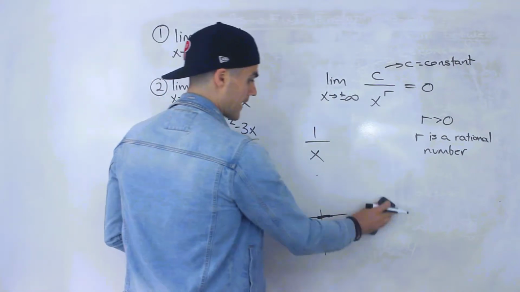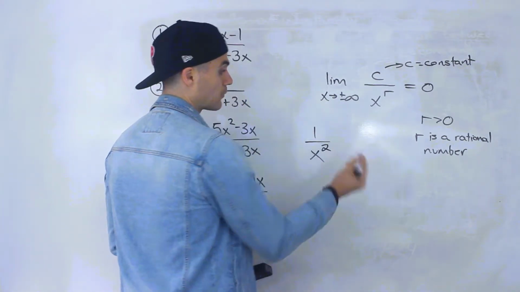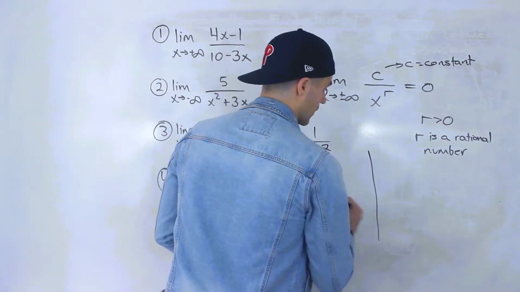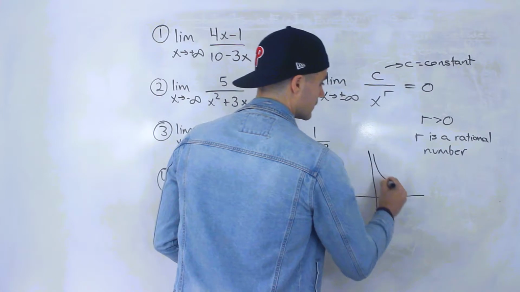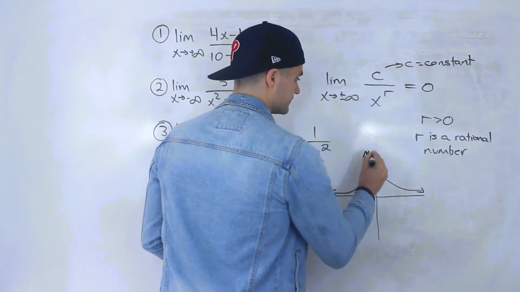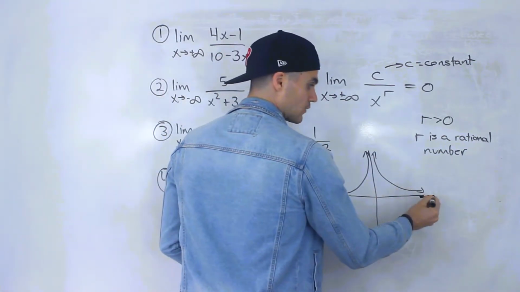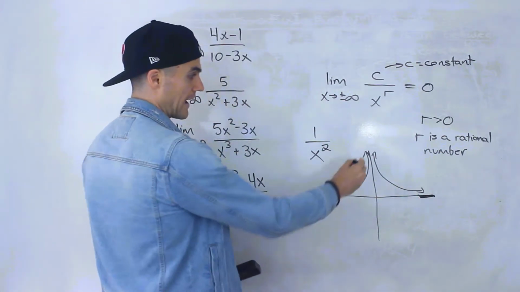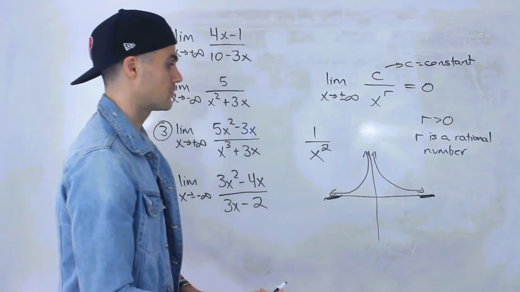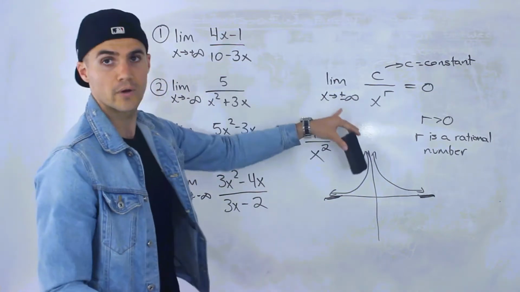What if we had, let's pick another r value. Let's say we had 1 over x squared. How is 1 over x squared going to look like? Well, 1 over x squared looks like this, right? So again, as x approaches positive infinity, the y values are approaching 0. As x approaches negative infinity, the y values are approaching 0 as well, right? So this is always going to work out.